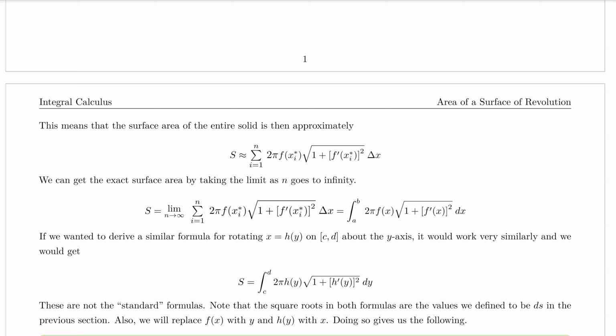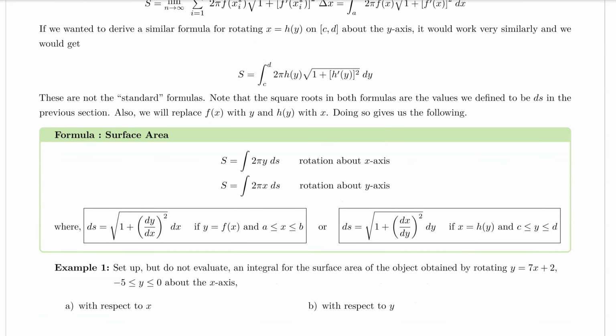If we wanted to derive a similar formula for rotating x equals h of y on the closed interval from c to d about the y-axis, it would work very similarly, and we would get the following surface area formula. These are not the standard formulas. Note that the square roots in both formulas are the values we defined to be ds in the previous section. So we will replace f of x with y and h of y with x. Doing so gives us the following formulas.